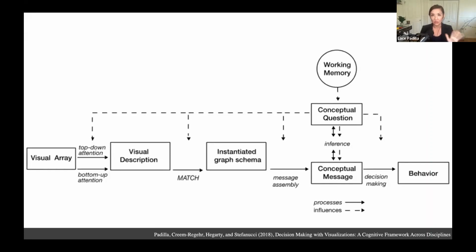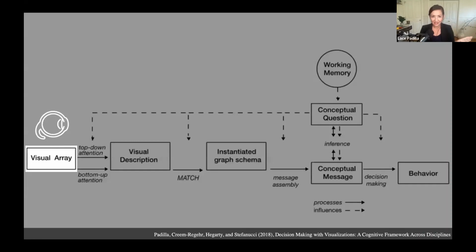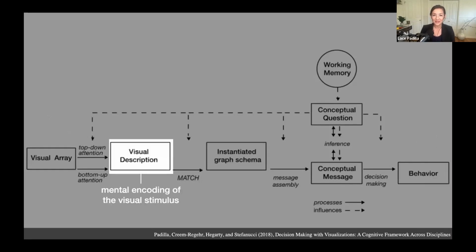It starts here with a visual array, a very jargony term for a visualization. It ends in a behavior. And I want to focus your attention just on this part of the model to start. It is what's called a visual description. And this is really the pure information that you can extract from a visualization before you start doing more complex things like using your past experiences and long-term knowledge. Just what can you pull from the visualization itself?